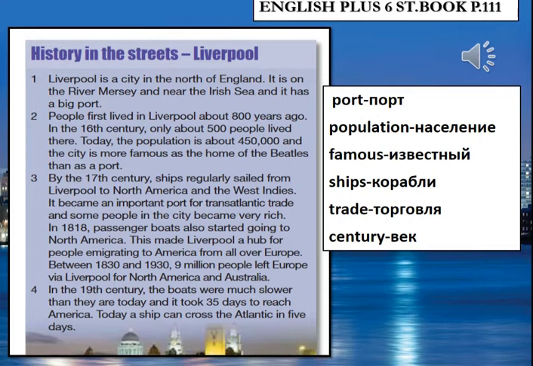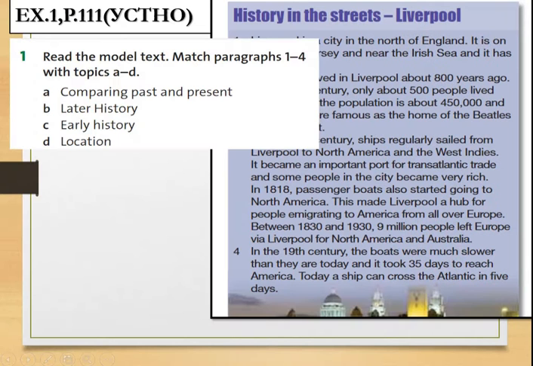There are some new words for you. Port, population, famous, ships, trade, century. Now let's do exercise number 1. Read the model text, match paragraphs 1 to 4 with topics A to D. A. Comparing past and present. B. Later history. C. Early history. D. Location. You may stop the video and you may do this task.